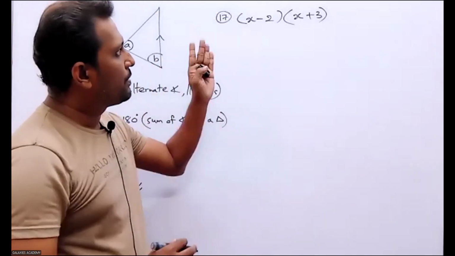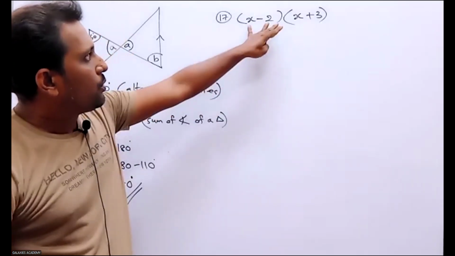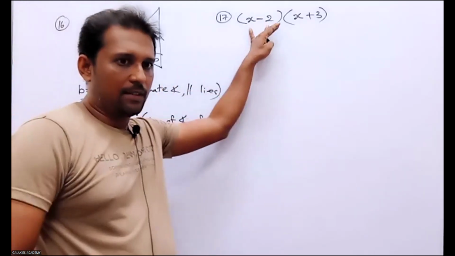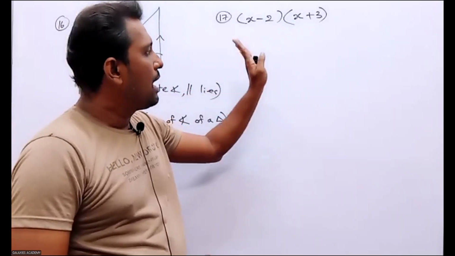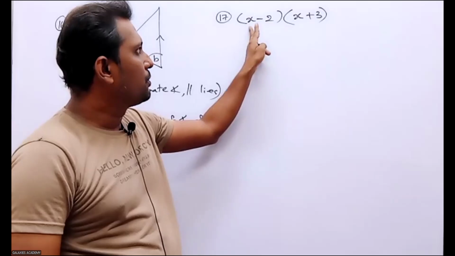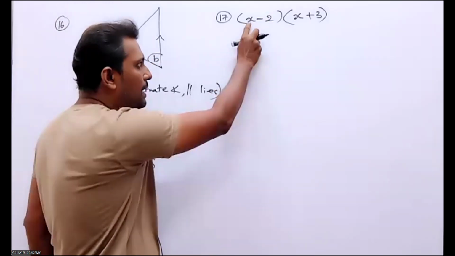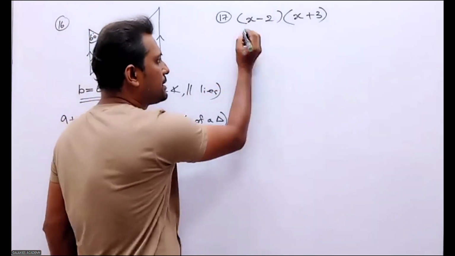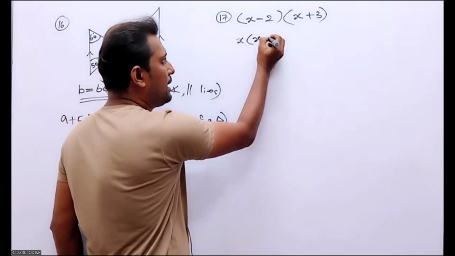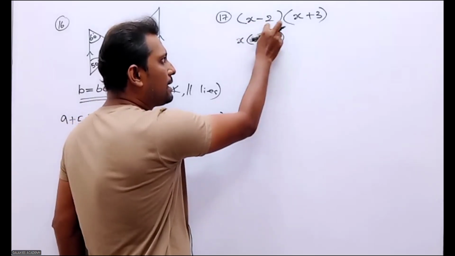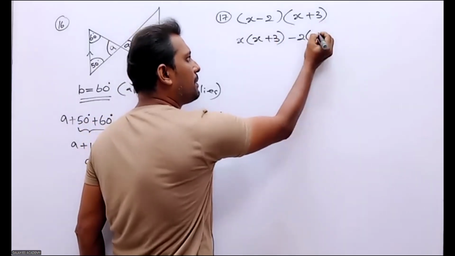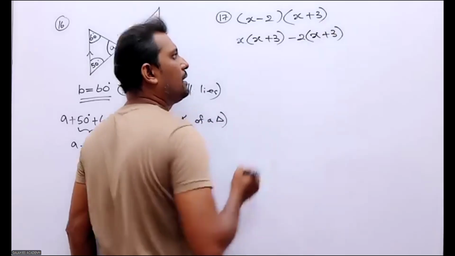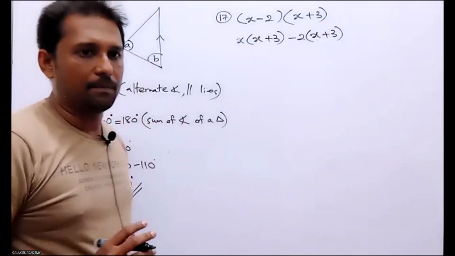Right, how can you remove the bracket? There are two terms in the first bracket, no? Inside the first bracket. The second bracket, separately you have to multiply both of these two terms. First I will multiply x and this bracket: x multiply x plus 3. Then the next term is negative 2. Negative 2, again the second bracket I will multiply: x plus 3. It is the first step.